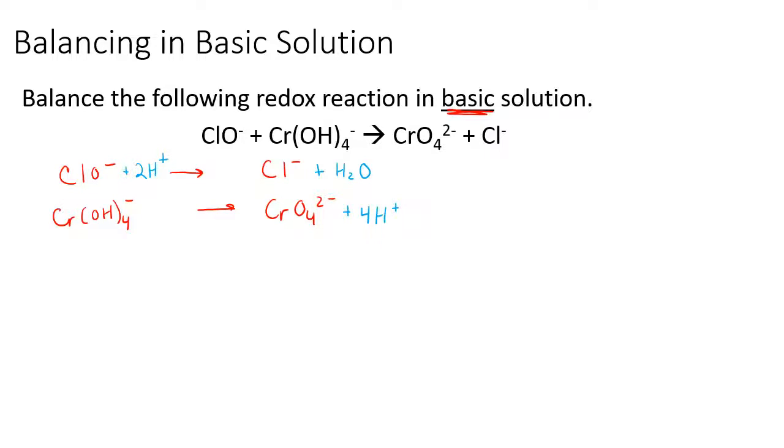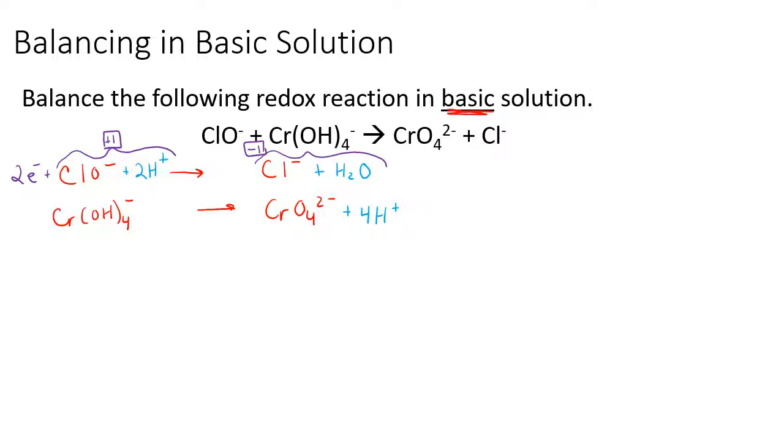Next, we'll take a tally of our charges. On our top half reaction, we have a total of a plus 1 charge, since we have 2 hydrogens and 1 hypochlorite ion, which is a -1. And on the right-hand side, we have a chlorine, which is -1, and water, which is neutral. So we have a -1 total charge on the right. We can bring our +1 down to a -1 by adding 2 electrons to the left-hand side.